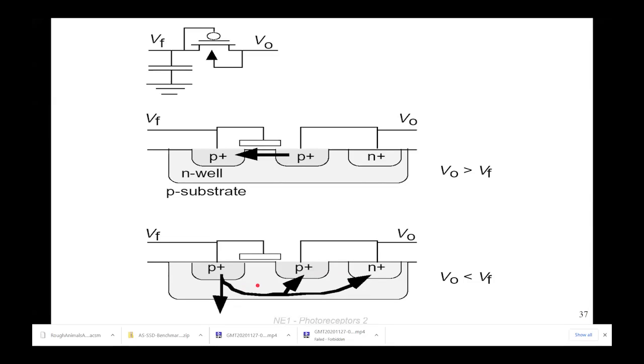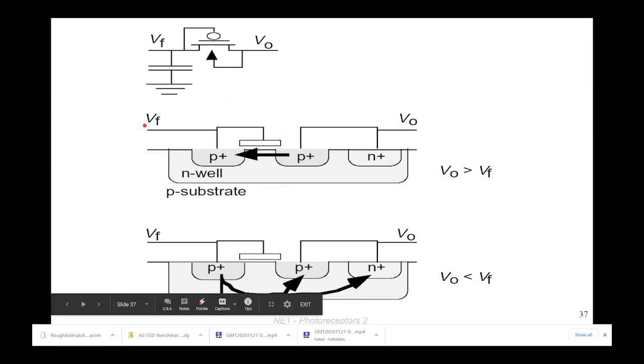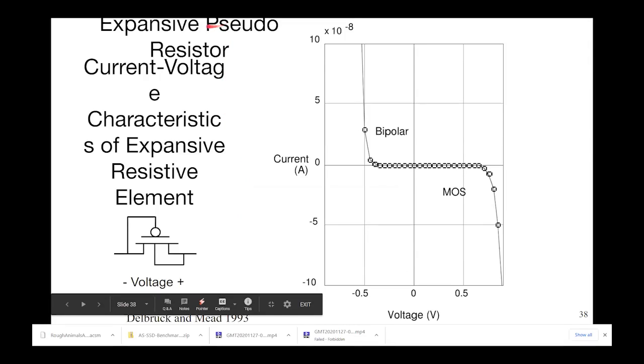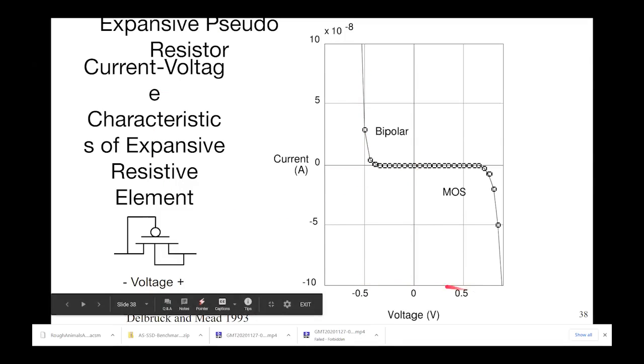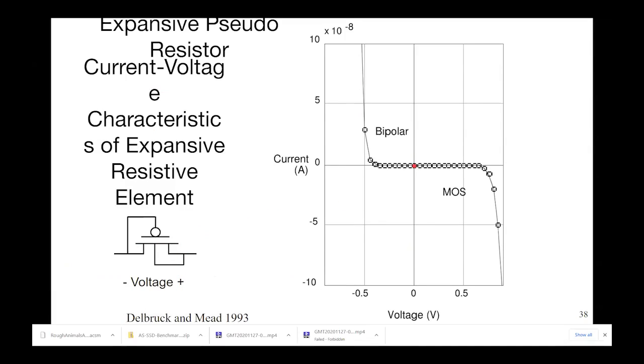Do you see that? So in one direction, you have a transistor that's diode connected, and in the other direction, you have a physical PN junction that's forward biased. And if you do that, you can get an expansive pseudo resistor with a current-voltage characteristic that looks like this. Here is the voltage across the element, plus is when this voltage is higher than this one.